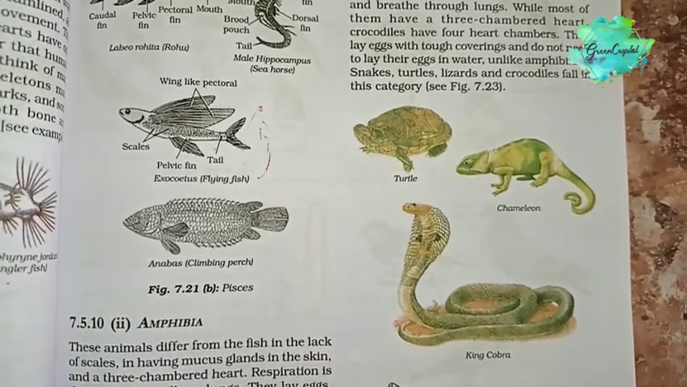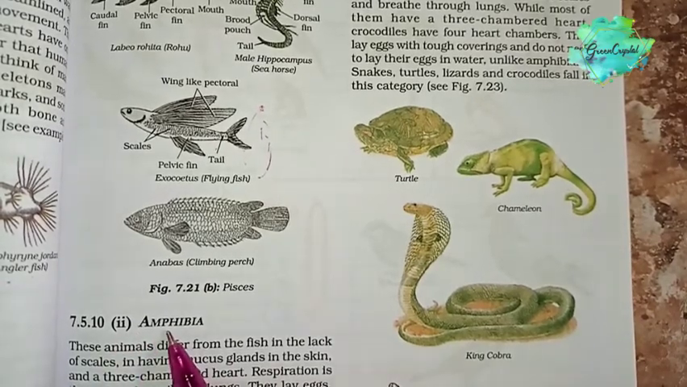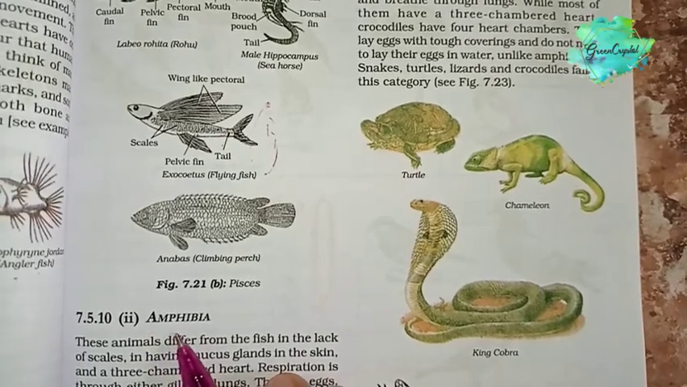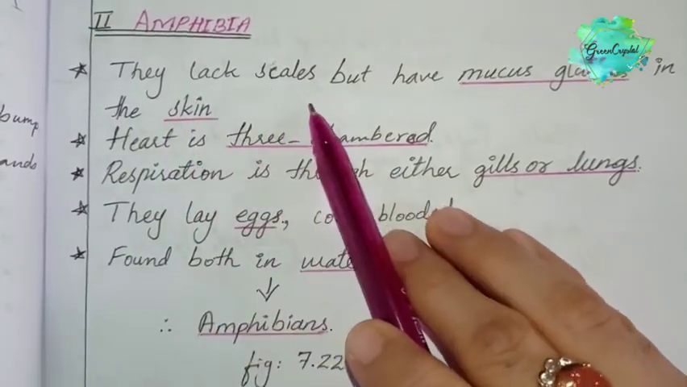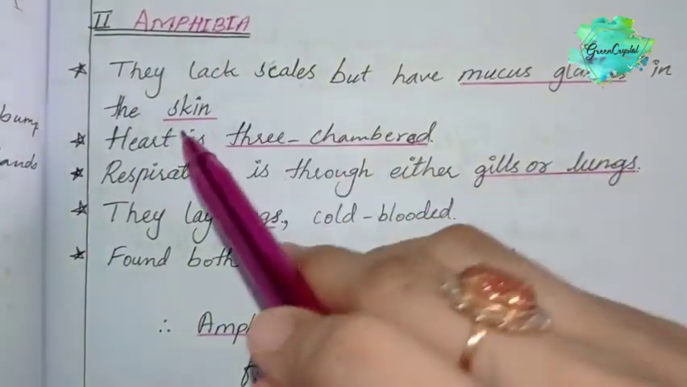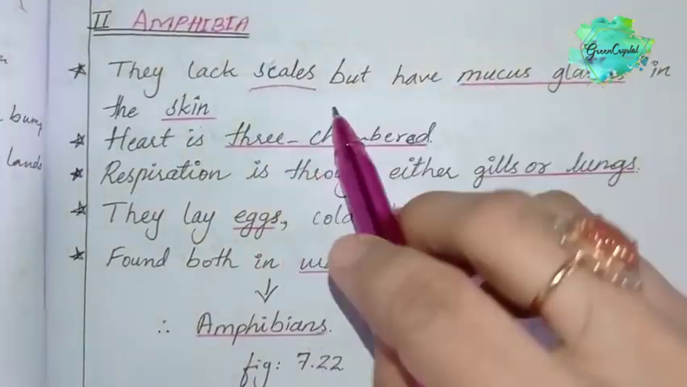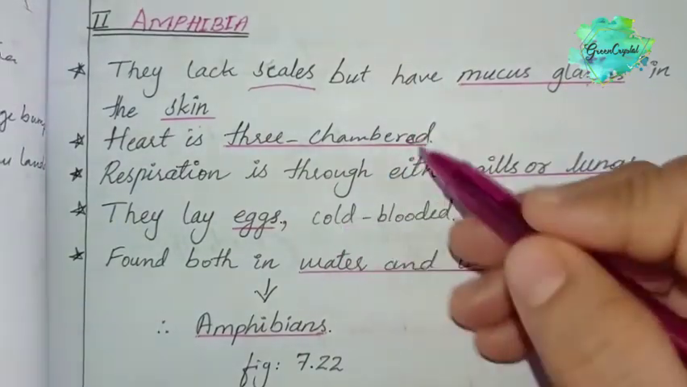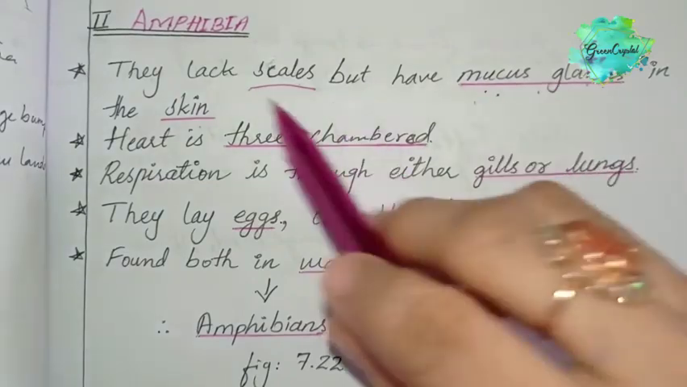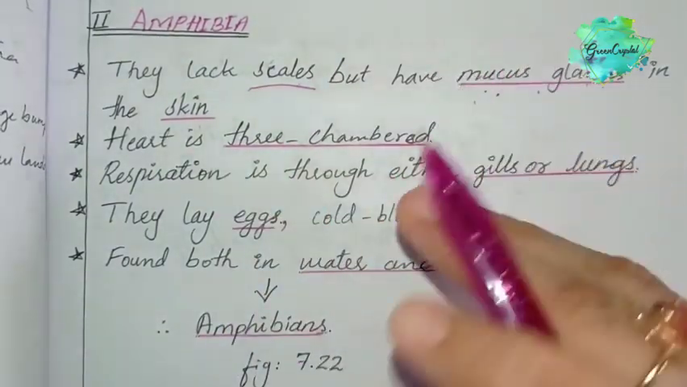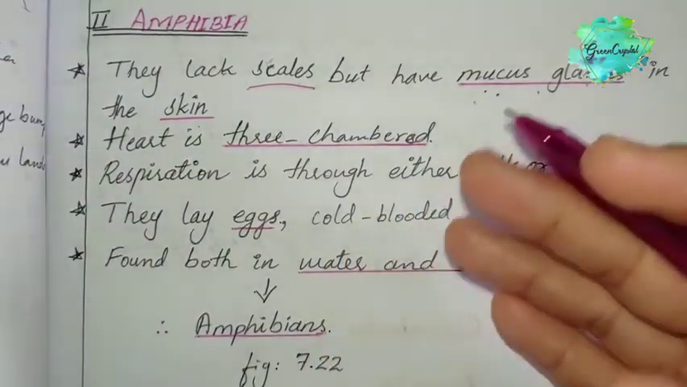Next we will move on to the second class of the phylum Chordata, vertebrata subphylum, that is amphibia. Amphibia lack scales. They don't have scales on the skin, but they have mucus glands on the skin. Like how in fish there are scales on the skin, but in amphibia they have mucus glands. Means they are slimy. When we touch it, a saliva-like thing will be found over the skin.